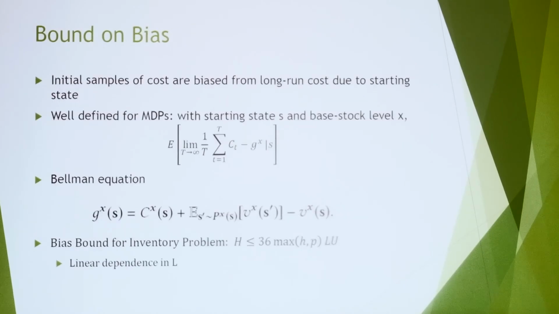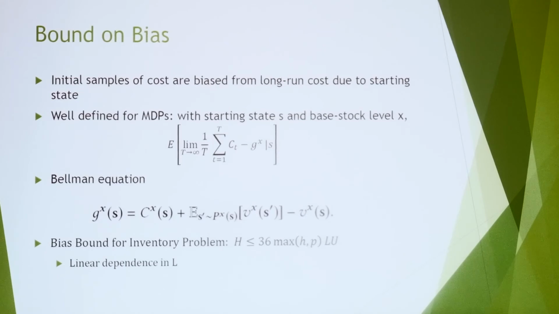And so what do I mean by bias? So the initial samples of cost are going to be biased from your long run cost due to the starting state. So depending on where you start, sometimes you're going to be a little bit more off than if you start somewhere else. And actually, this notion of bias is very well defined in MDPs. The definition is here, but if you're familiar with the Bellman equations, V of X is the bias. And so in the Bellman equation, you have the bias term showing up, as well as your long run cost.